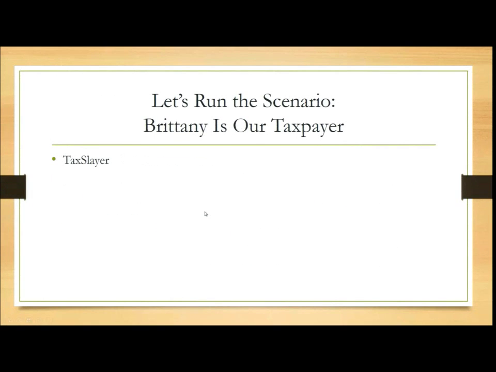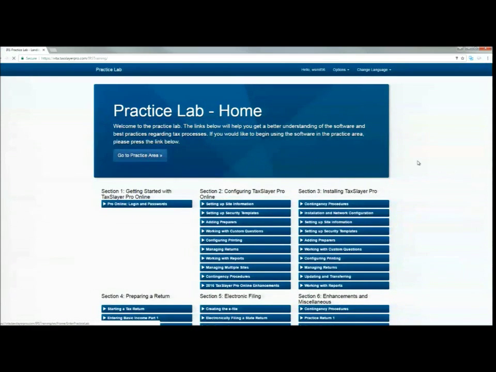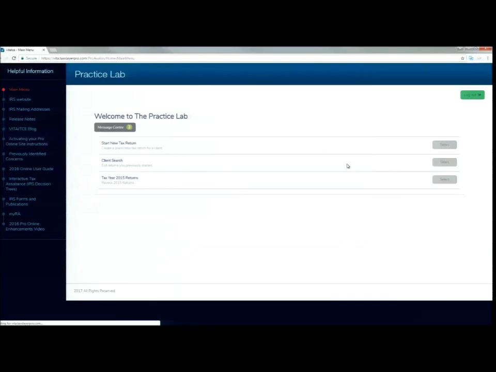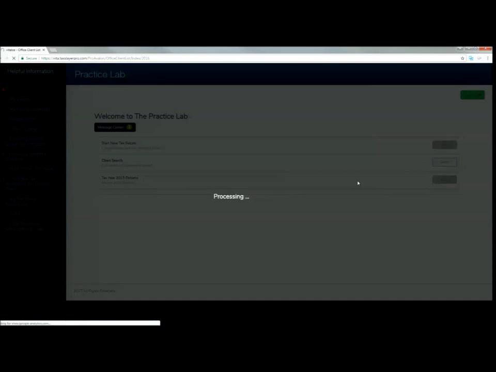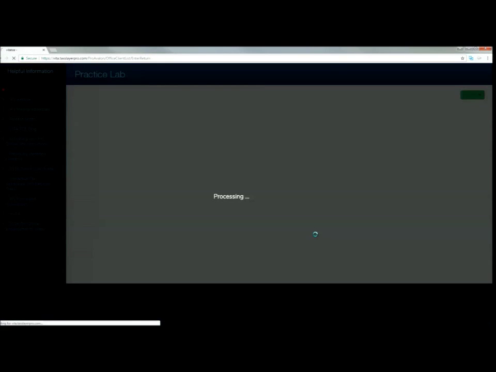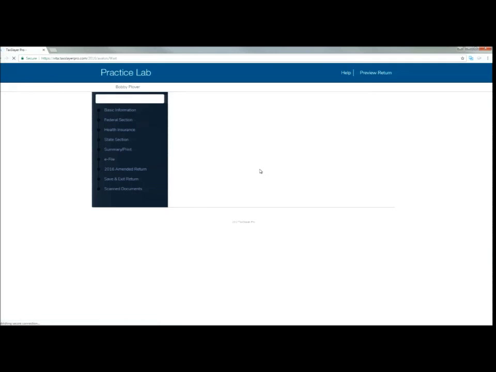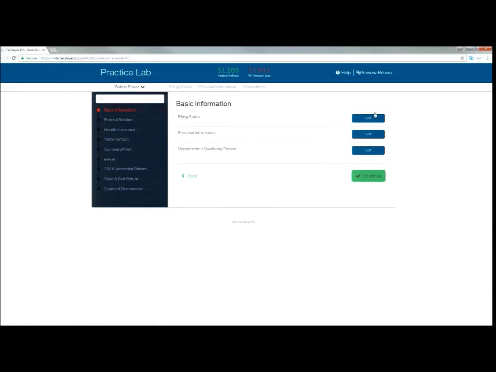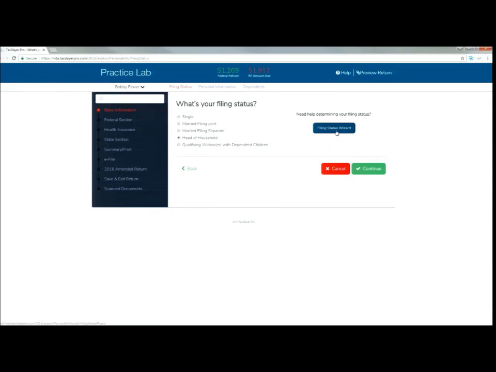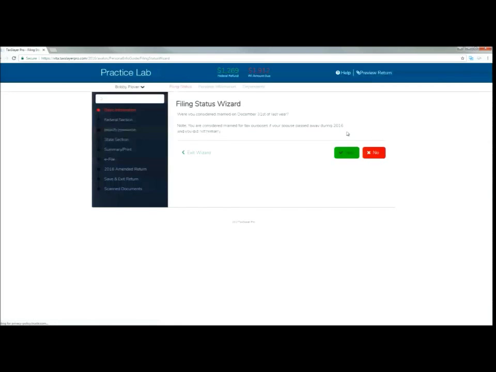I'll tell you what, just for time purposes, let's run one scenario because I just want to get our nose into TaxSlayer quick. Let's run Brittany as a scenario, and TaxSlayer is awesome as far as this goes. I'm just going to grab a return I've been playing around with in here, and I'm going to go to, I think, basic information is where I want to be. Yeah, filing status. Now this is a different return, but I'm just using the filing status wizard here. It's just a wizard. It's not really specific to a return.